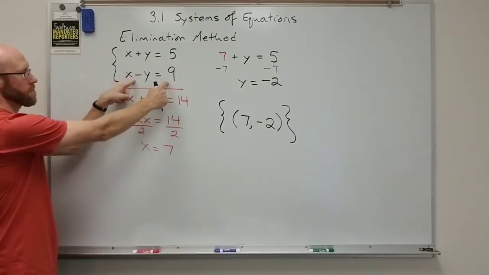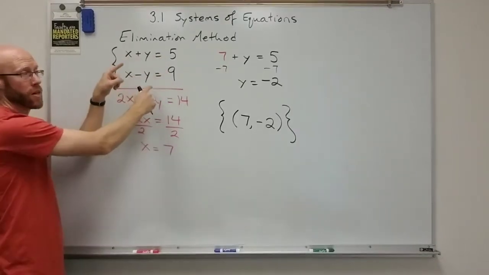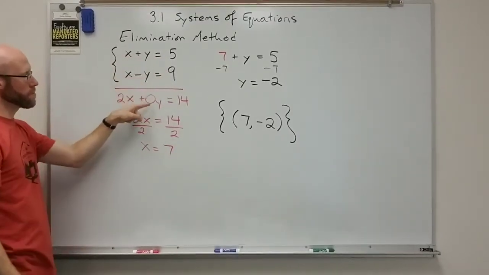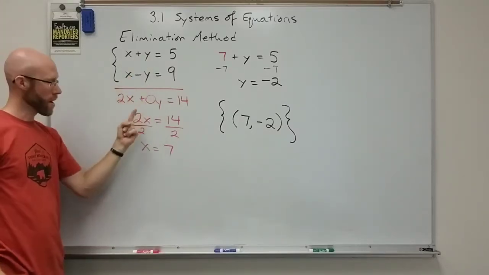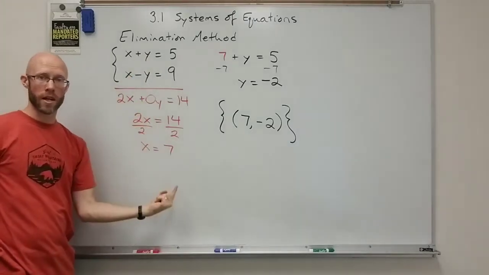I'm adding the same amount to both sides of the equation, and what it does here is it eliminates one of the variables, which is very nice. The y is dropped out. I end up with an equation with one variable, and I can solve that.